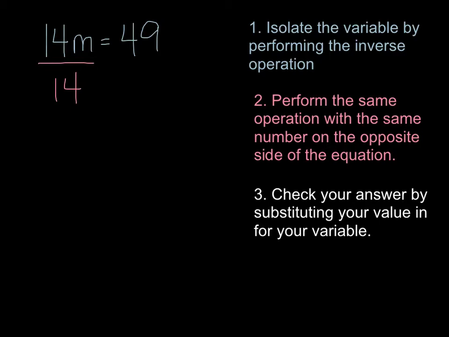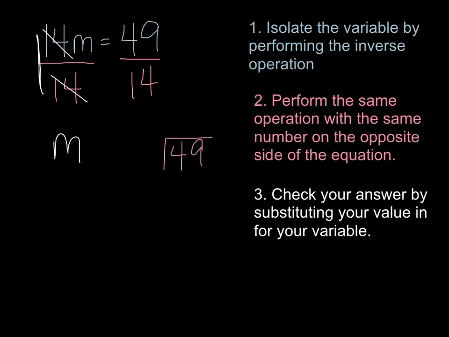And remember, when you do 14 divided by 14, you get 1. And 1 times m now is just m. So we've successfully isolated our variable. But since we divided the 14m by 14, we have to do it on the other side of the equation to keep it balanced. So now we have to solve 49 divided by 14. And off to the side, we'll do 49 divided by 14, and 14 can go into 49 3 times.